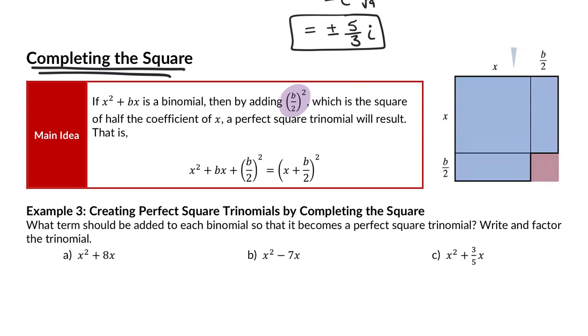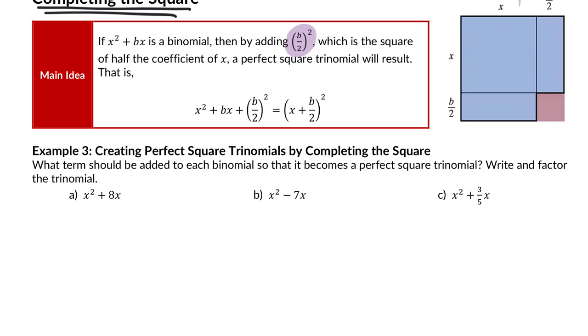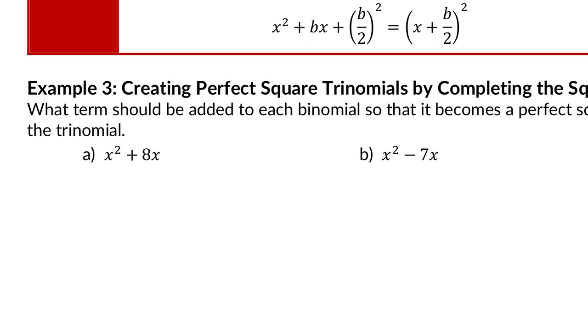Okay, (b divided by 2) squared. It's got a visual here of why that actually works geometrically. But let's just practice identifying what (b divided by 2) squared would be. So in example 3, it says, let's just create perfect square trinomials. By completing the square, we're not solving anything. We're just practicing the (b divided by 2) squared step.